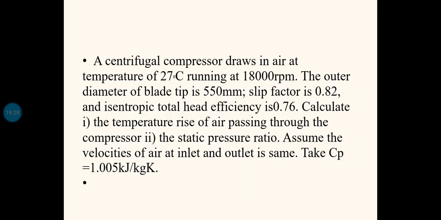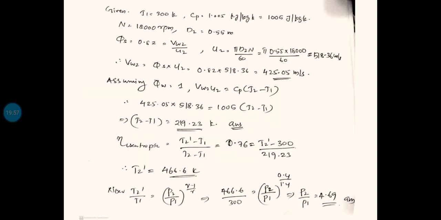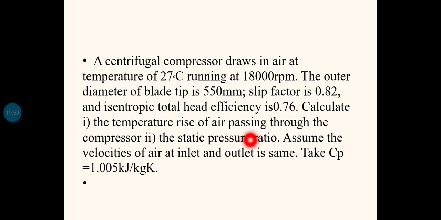Okay. Now the last problem. A centrifugal compressor draws in air at a temperature of 27 degrees Celsius. So inlet temperature is 27 degrees Celsius, running at 18,000 rpm. So N is equal to 18,000 rpm. The outer diameter of the blade tip is 550 mm. So D2 equal to 0.55 meter, and slip factor is given as 0.82 and isentropic total head efficiency equal to 0.76. Here it is given as isentropic total head efficiency.